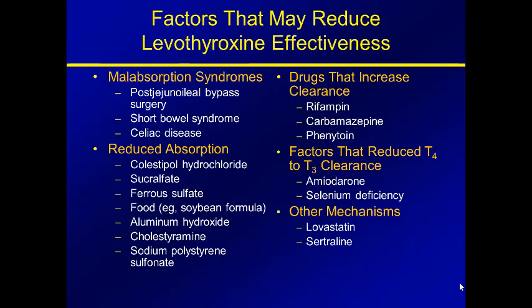And I think this slide is a very important one that gives you a chance to understand that we have many factors that may reduce levothyroxine effectiveness. If a patient has malabsorption syndrome or reduced absorption, or drugs that increase clearance, or factors that reduce T4 to T3 conversion, or some other drugs, all these drugs in this diagram and all these conditions affect the action of levothyroxine. So be cautious when you start prescribing replacement therapy for the thyroid gland, to alleviate these factors and deal with them well.